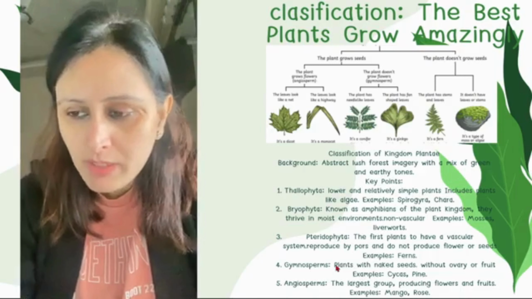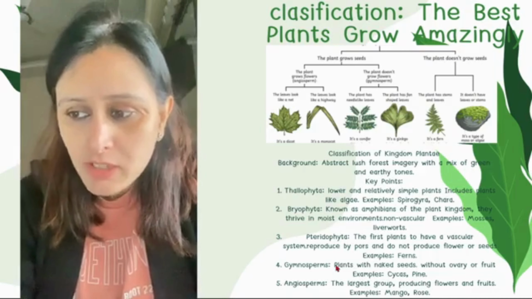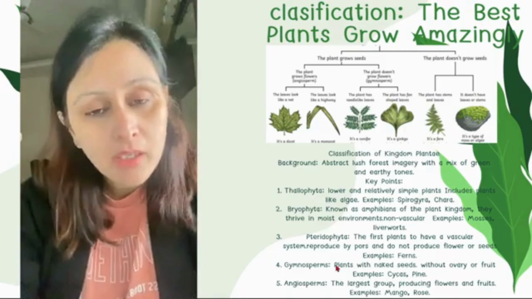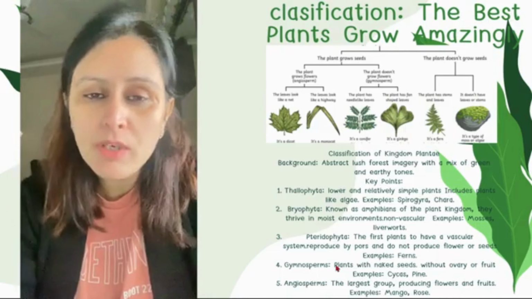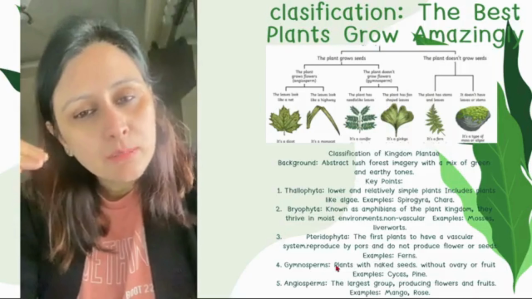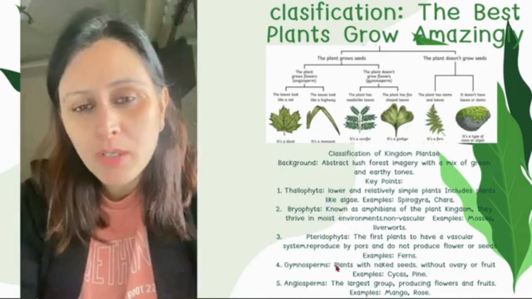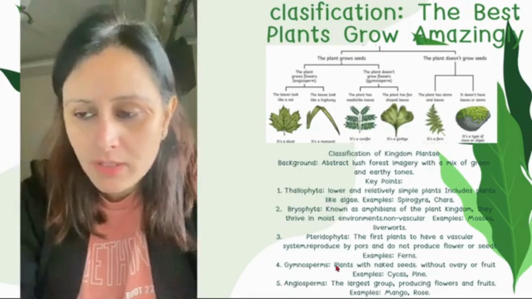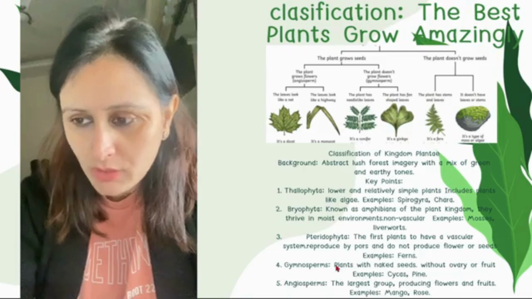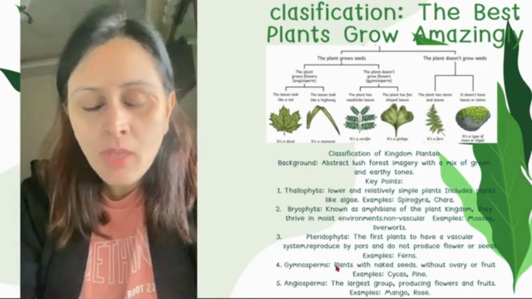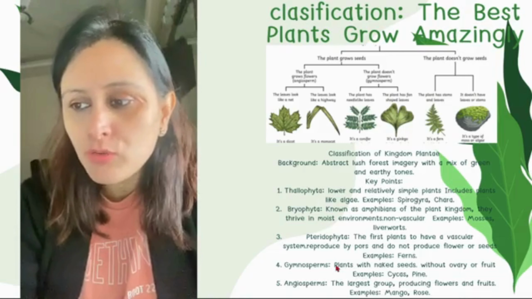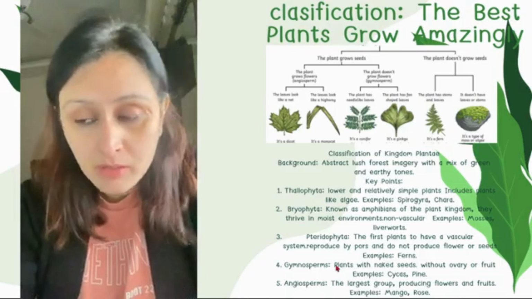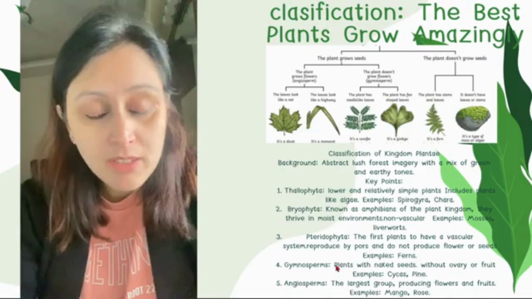Next category we come to is the Pteridophyta. They are the first plants to have the vascular system. From here the vascular system starts to appear. As we have talked about earlier, we are gradually talking about the evolution. So Pteridophytes are the ones where the vascular system comes into function, right? Reproduction is by spores and they do not produce flowers and seeds, like the ferns. Ferns are the example of the Pteridophytes.